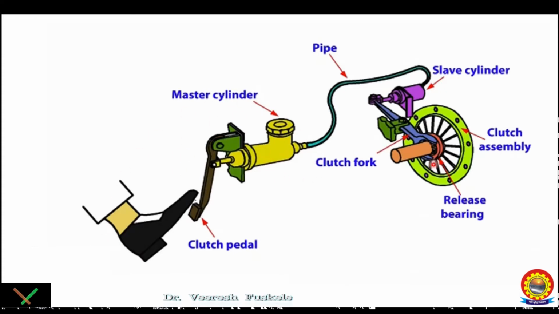This actuation mechanism can be mechanical, with the use of wires and links, and it can be hydraulic as shown here. When we press the clutch pedal, with the help of the master cylinder and the slave cylinder, and the hydraulic fluid flowing here, the clutch fork is activated, and accordingly the clutch assembly gets engaged and disengaged. This hydraulic arrangement is basically multiplying the driver's effort.